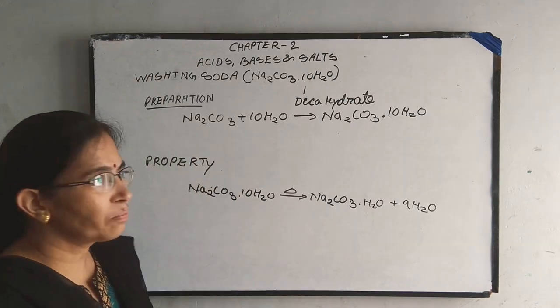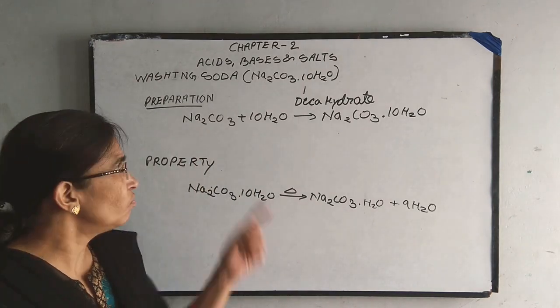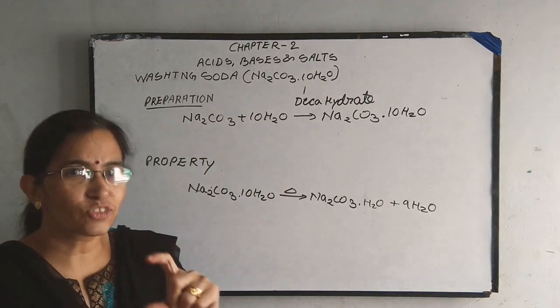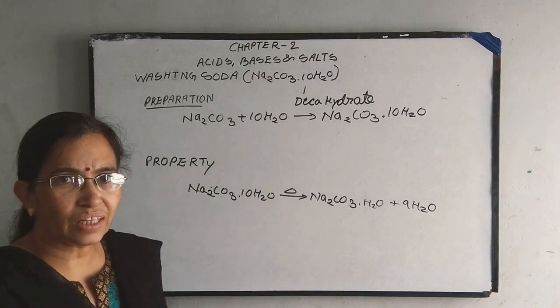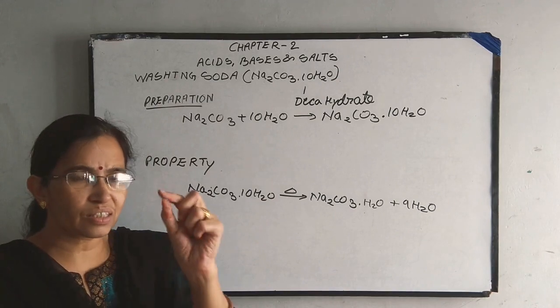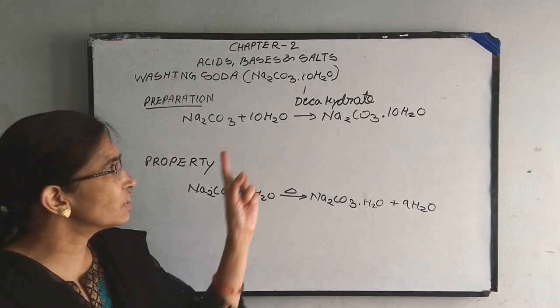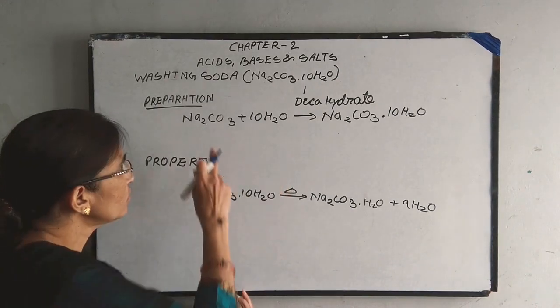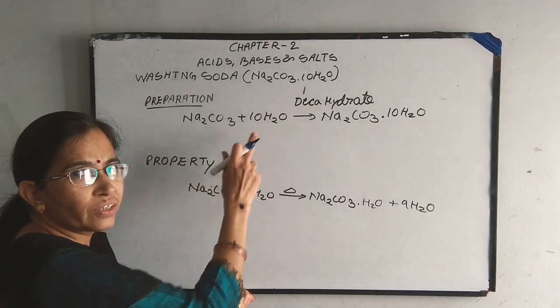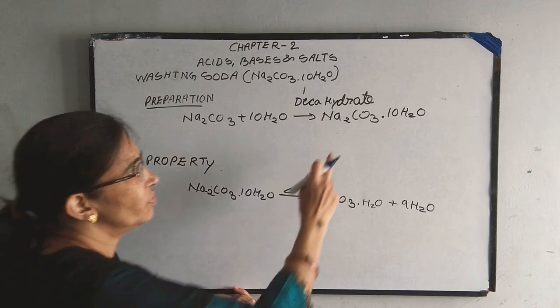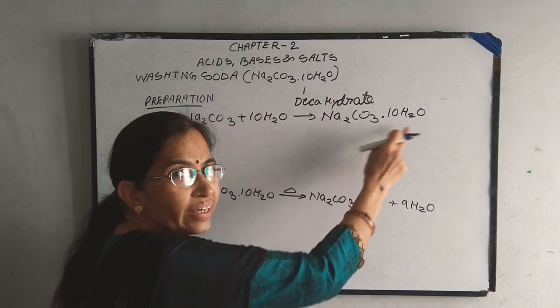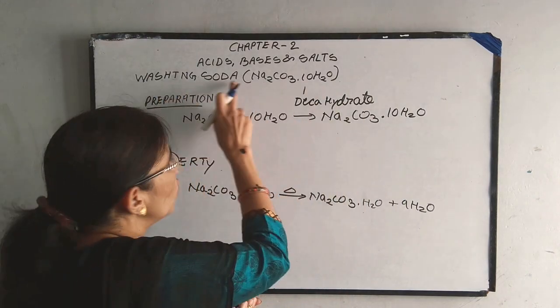Then we dissolve this sodium carbonate in water and make a saturated solution. When the saturated solution is prepared, we heat it till the crystals are formed. That process is known as crystallization. So it dissolves in water, and on recrystallization we get sodium carbonate decahydrate, which is known as washing soda.